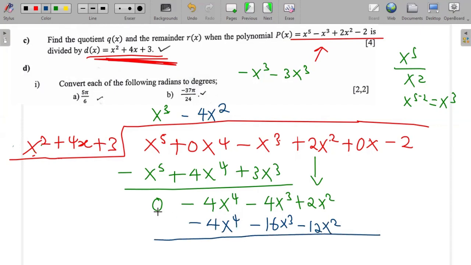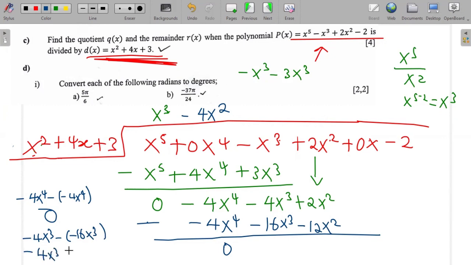And then here I subtract again. So minus 4x to the power 4 minus minus 4x to the power 4 just gives you 0. I go to the next one: minus 4x to the power 3 minus minus 16x to the power 3. So this is minus 4x to the power 3 plus 16x to the power 3. So this one will just be what? What is 16 minus 4? That will be plus 12x to the power 3.